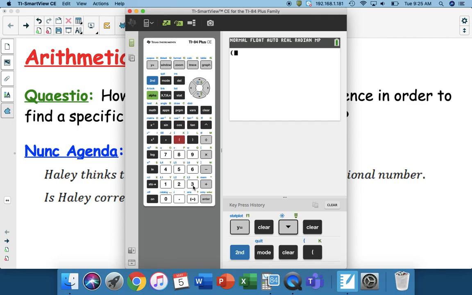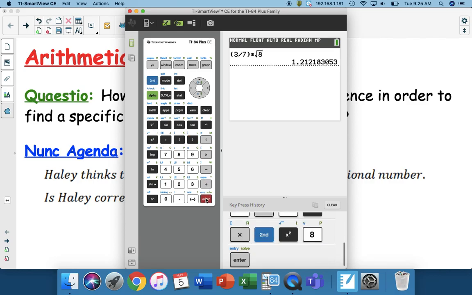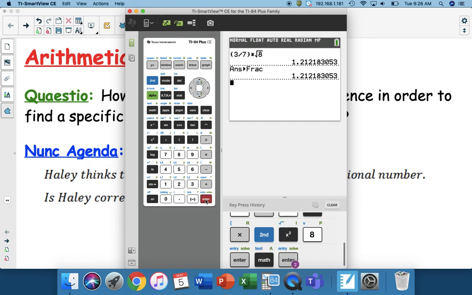So we have 3/7 multiplied by radical 8. Enter. As you can see, this is a radical. Now, it's kind of confusing right now because the first four terms seem like they are repeating, but the last ones don't seem like they're repeating. So in order to really make sure, if you're ever not sure, you need to double check. You're going to press math, frac. If it turns into a fraction, it is a rational number. But as you can see here, it did not turn into a fraction.